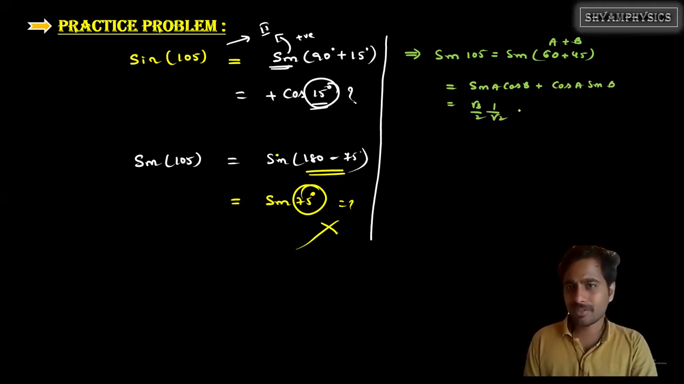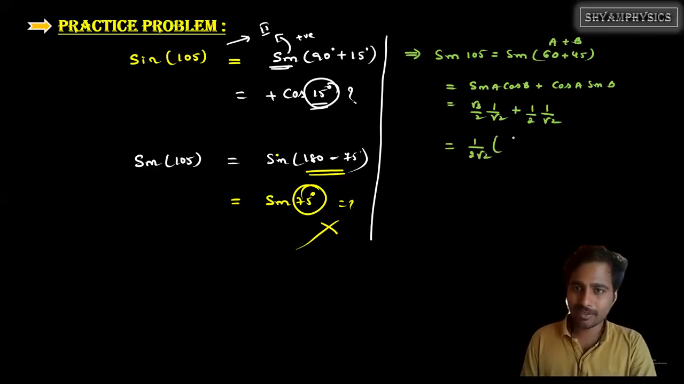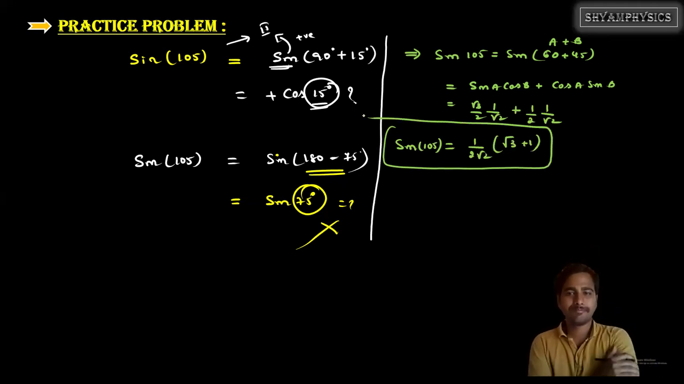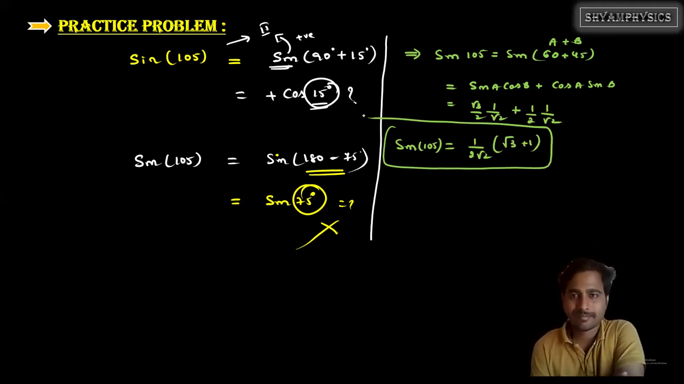Plus cos a, cos 60 value is 1 by 2. Sin b, sin 45 is 1 by root 2. So what should be the answer here? It is very simple. By taking 1 by 2 root 2 common, we can write here root 3 plus 1. This is the value of sine 105 degree. Understood?